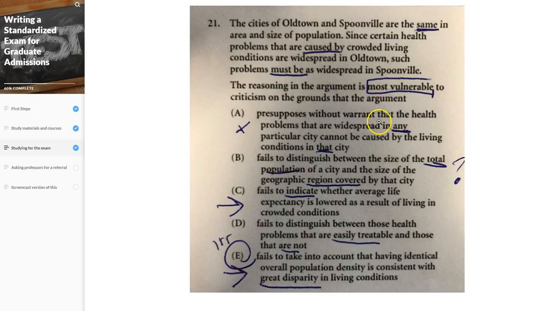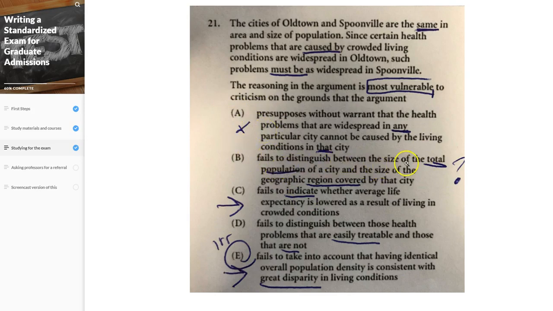Presupposes without warrant that the health problems that are widespread in any particular city cannot be caused by the living conditions in that city. This is really vague. This is really beyond the text. That city, what? Which one? I don't know. This is a no-go. This is obviously a bad answer. So just cross it out. We're not hanging on to it. It's dead to us.